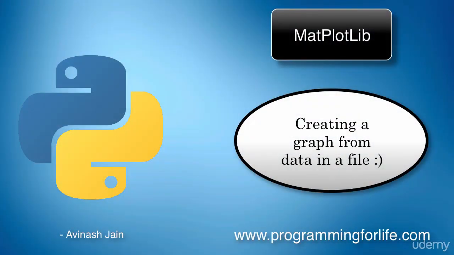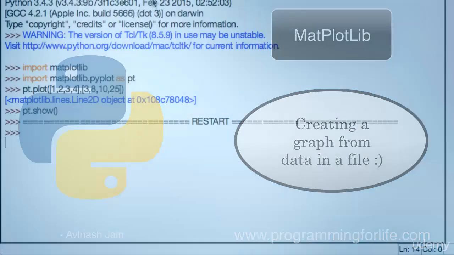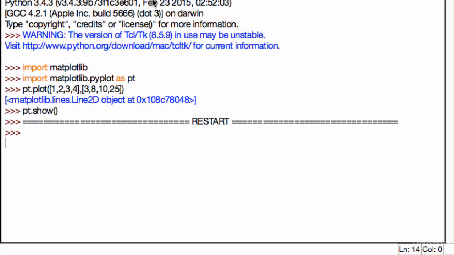Alright, so in the previous lecture, we discussed how we can add some labels to our graph. We added a title, an X label, and a Y label, and our graph's looking pretty good now. So what I want to talk about today is the concept of reading off a file. That file will have the coordinates that we require, and actually creating a graph from those coordinates.